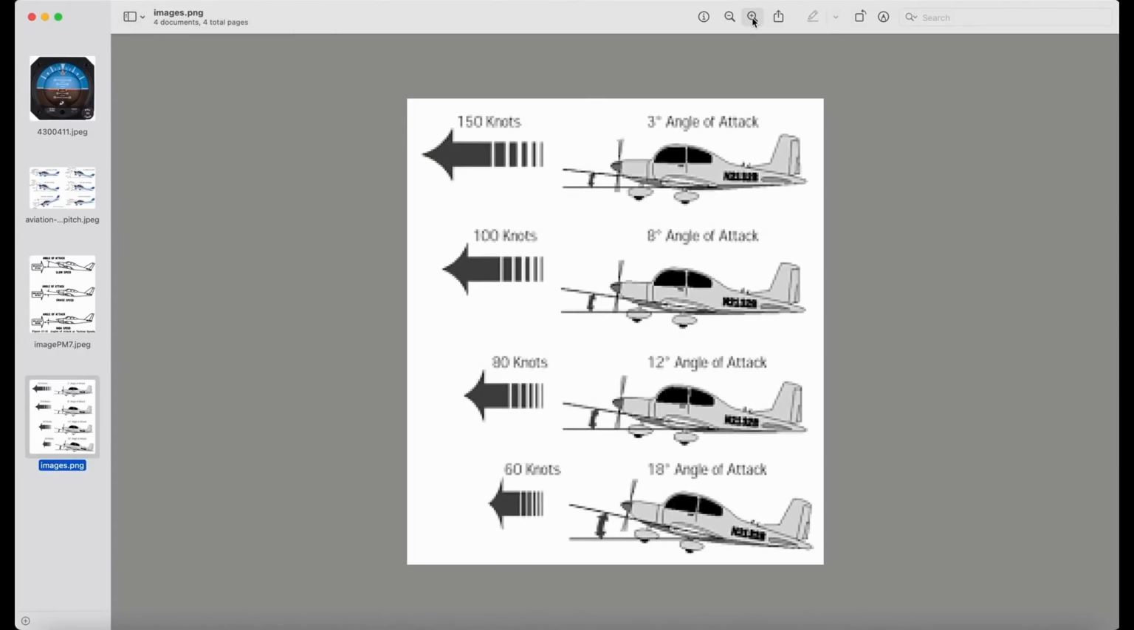I won't make it any bigger because it's hard to read it. So this shows here at 150 knots airspeed, there'll be a 3-degree angle of attack. At 100 knots, there will be an 8-degree angle of attack. At 80 knots, there will be a 12-degree angle of attack.